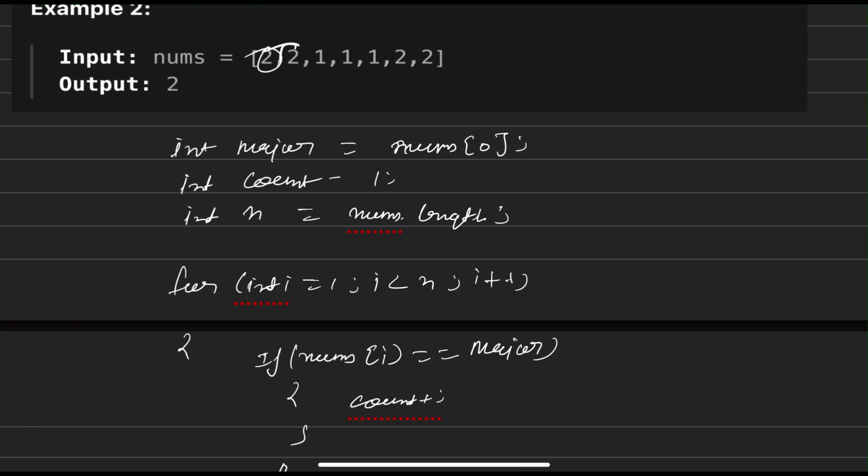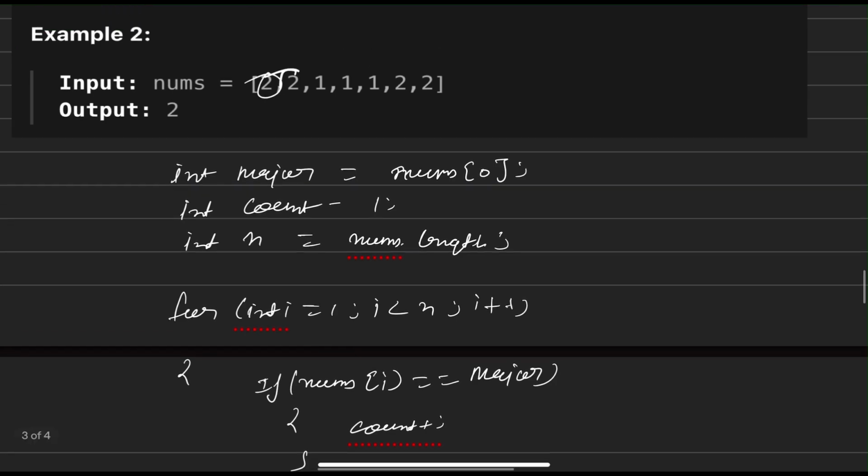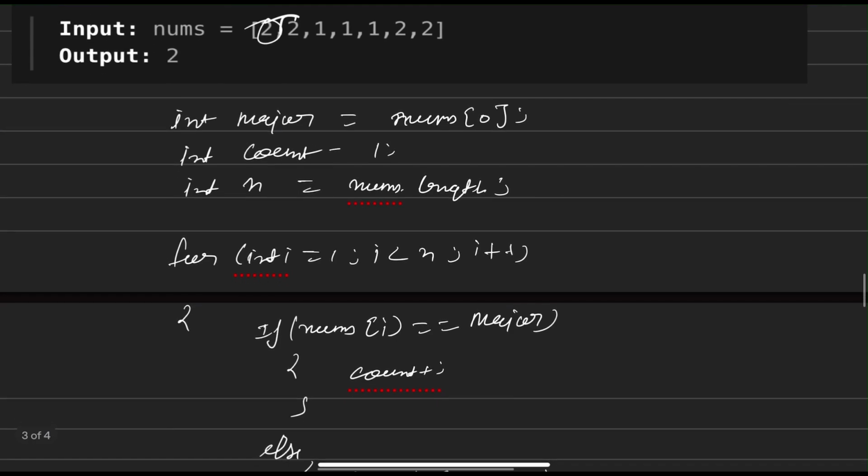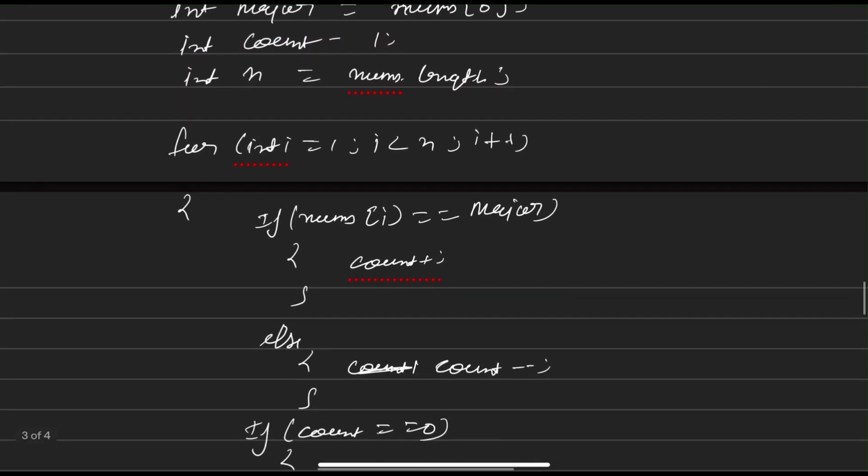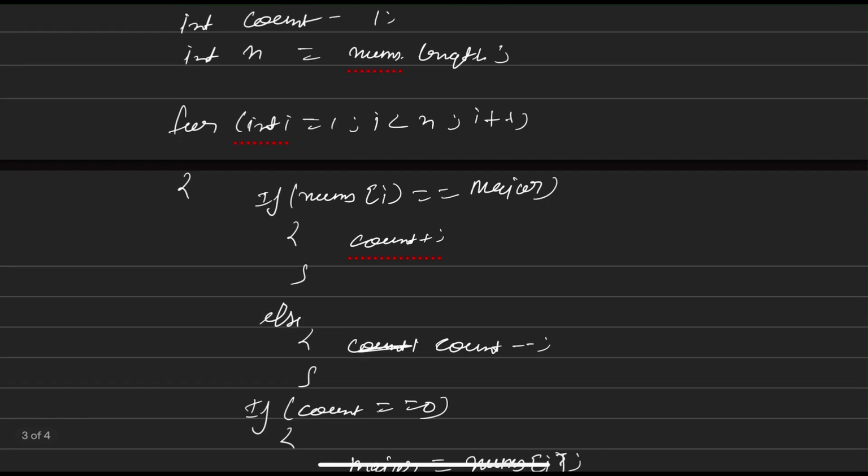So again I repeat the logic. First I create one variable measure, in which I store the first number of the array. I assume that the first number is my majority element. After this I create one variable count, initially stored as 1. Then I calculate the length of the array. After this I run a loop from i is equal to 1, i less than n.